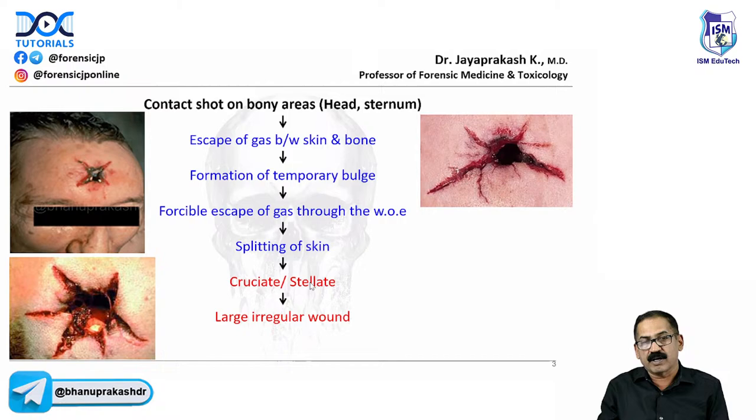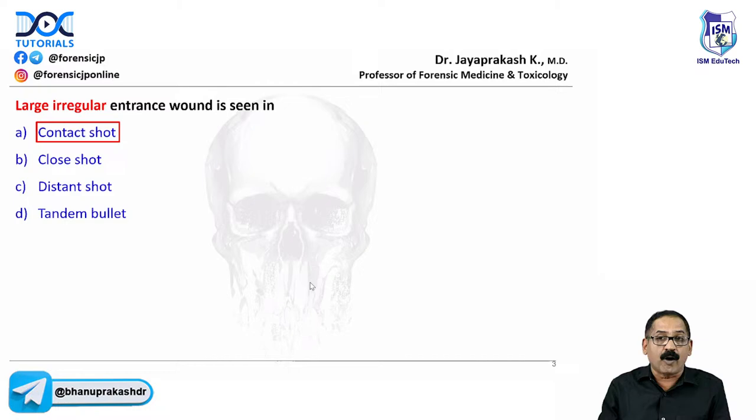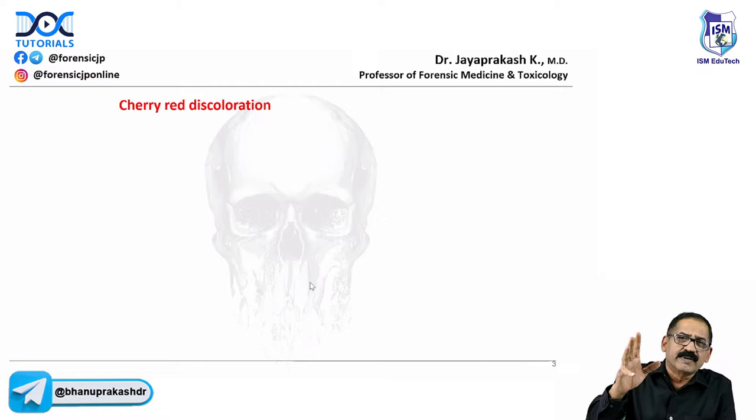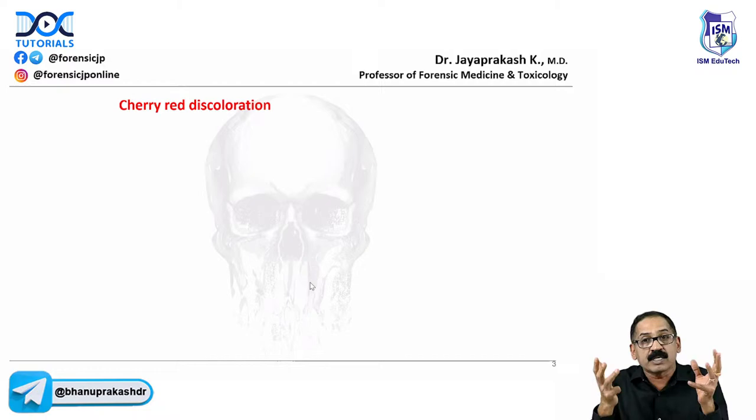Large irregular entrance wound is seen in contact shot. Contact shot. Stellate wound is seen in contact wound. Okay. Now, what about cherry red discoloration? All of you know very well, when our hemoglobin comes in contact with carbon monoxide, it forms carboxyhemoglobin, which gives rise to cherry red discoloration.